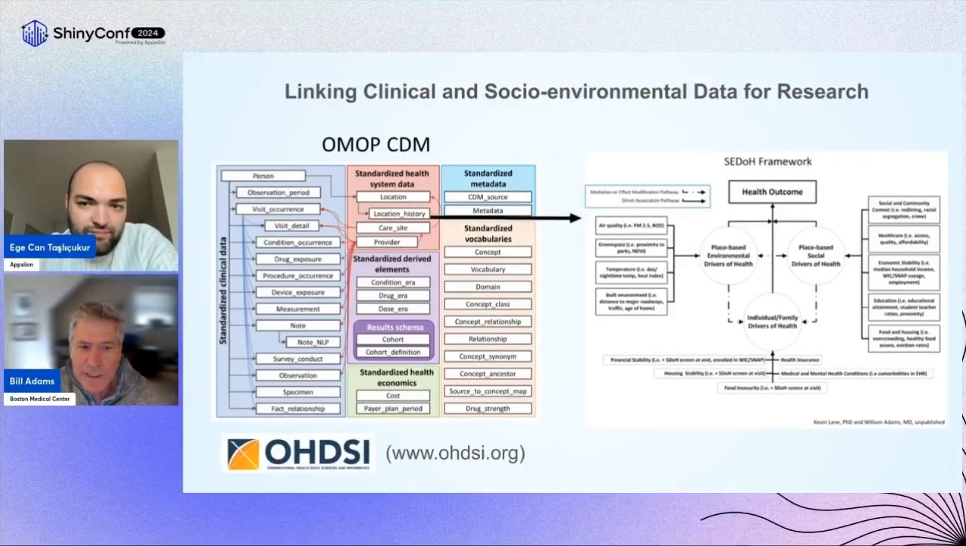And we use the OMOP Common Data Model. If you want to learn more about it, go to ohdsi.org. It's a common data model that's used internationally and widely used in the United States. It's a standard way of representing electronic health record data. And what we did that was novel is we did a bunch of work to link the places where people live with publicly available data about the physical environment, the social features, and the educational resources, to create a model that brings together clinical data with social and environmental data.